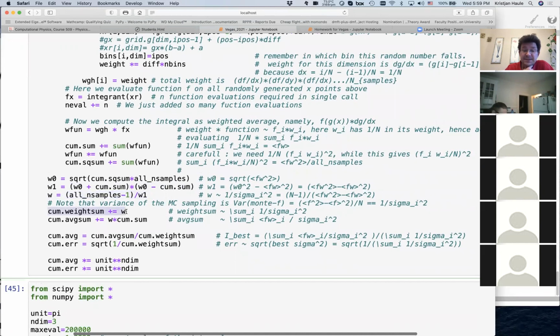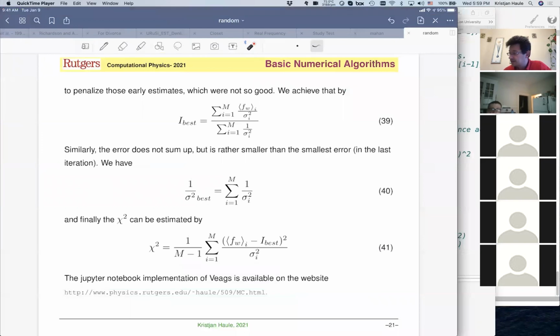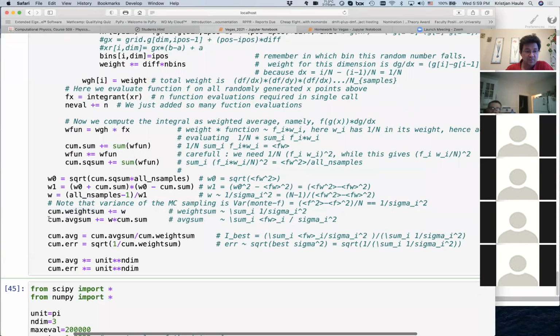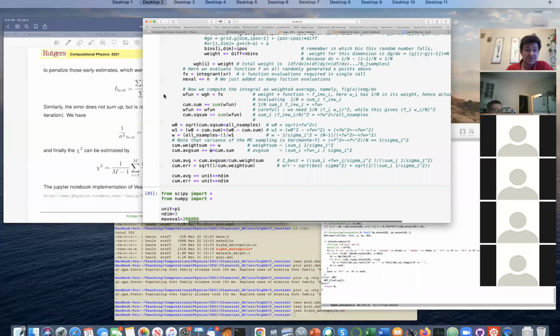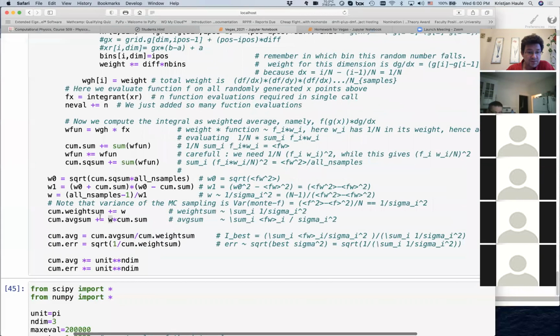And then cum weight sum is the sum of all 1 over sigma_i square. So let me remind you what cum weight sum is. Cum weight sum is this quantity, the sum of 1 over sigma_i squares. It is going to become 1 over sigma square best. Then cum au sum is the average value of the function, cum sum, times this quantity, 1 over sigma square. So this reminds you of this quantity here, f w_i divided by sigma square. You see this value, f w_i divided by sigma square. This is called cum au sum. And then, of course, cum average is the ratio of the two, cum au sum and cum weight sum.